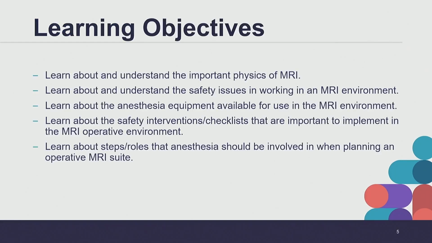So the learning objectives for this, we're going to learn about the physics of MRI and bring you back to your physics course in high school or college with very little math. Learn about and understand the safety issues that are involved in working in an MRI environment. Learn about the anesthesia equipment available in the MRI environment. Learn about why safety interventions and checklists are very important to put in place in this environment, and learn about the steps and roles that anesthesia should be involved in when planning an operative MRI suite.